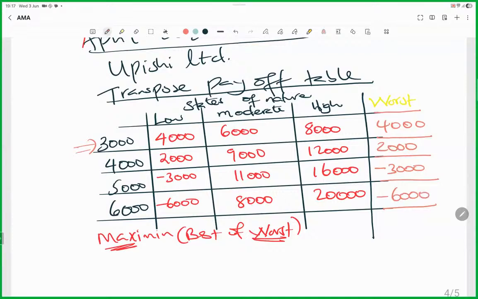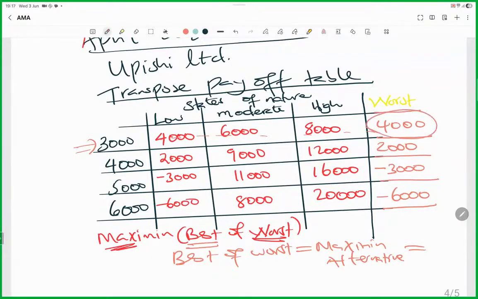Now, having chosen the very worst, which one is the best of the worst, which represents the maxi-min alternative? It's 4,000. This is the best of the worst, isn't it? So then the alternative is that these guys need to supply how many? They need to supply 3,000.